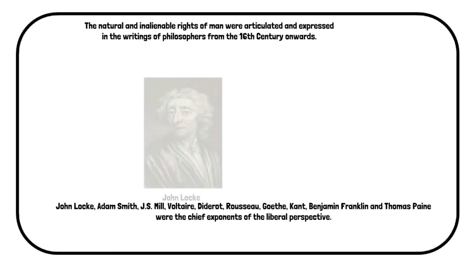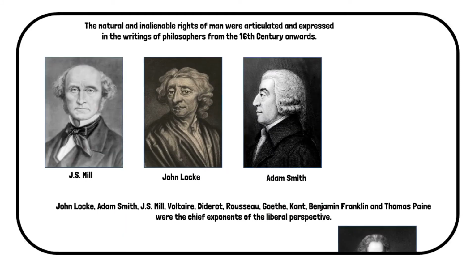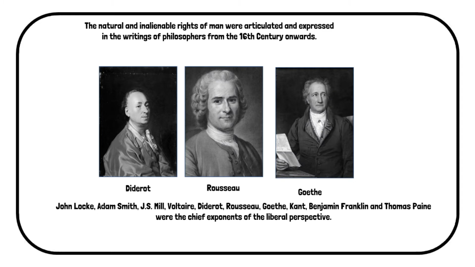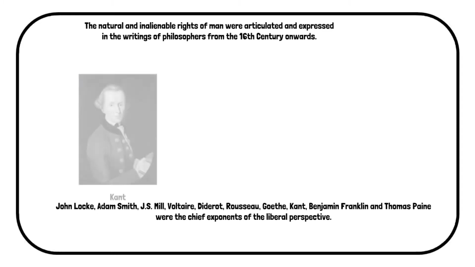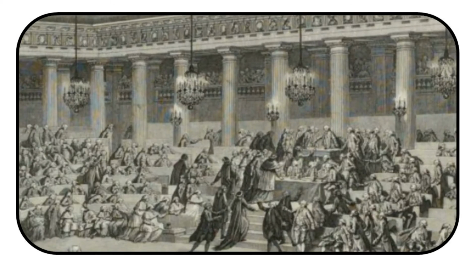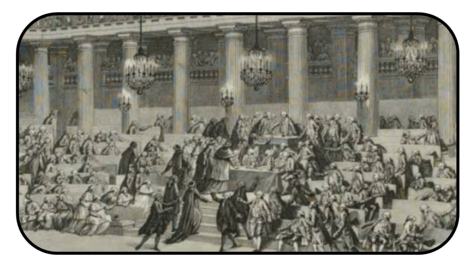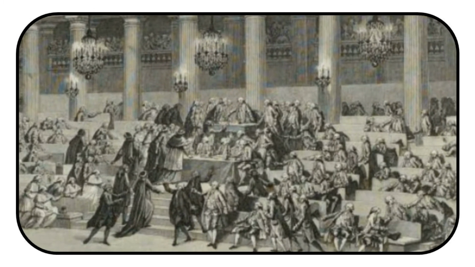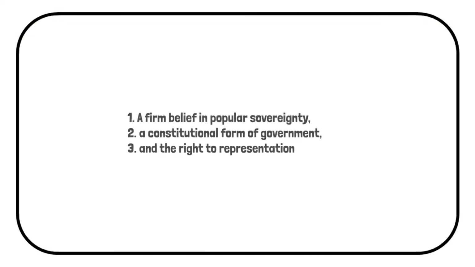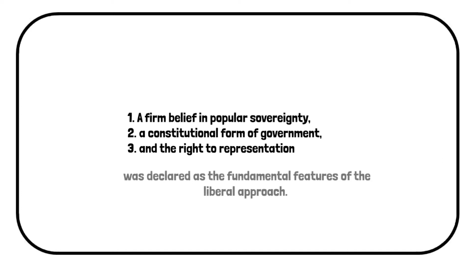onwards. John Locke, Adam Smith, J.S. Mill, Voltaire, Diderot, Rousseau, Goethe, Kant, Benjamin Franklin and Thomas Paine were the chief exponents of the liberal perspective. The key features of the liberal approach were developed from the collapse of feudalism in Europe and the rise of capitalism. A firm belief in popular sovereignty, a constitutional form of government, and the right to representation was declared as the fundamental features of the liberal approach.